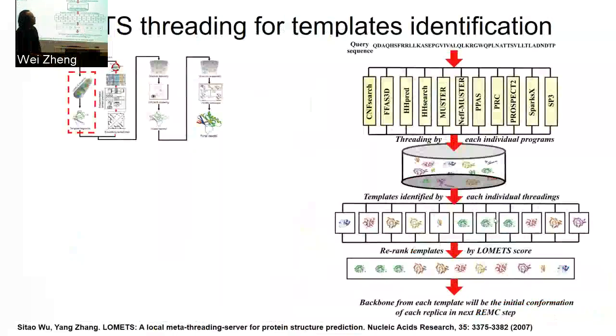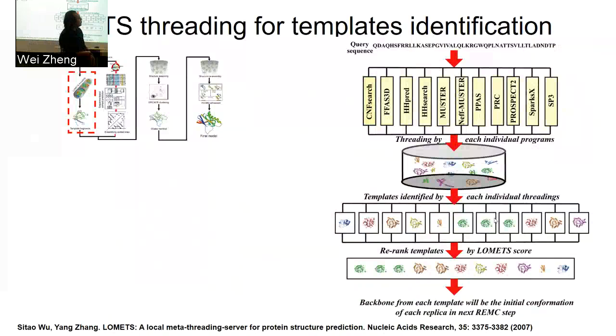This slide shows the threading method implemented in the CI tester pipeline. We noticed that a single threading server or single threading method has some advantages and disadvantages. So we implemented a meta-threading method, which includes 11 single threading methods to search the templates for CI tester.